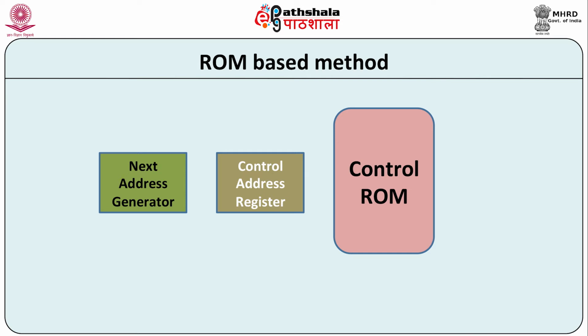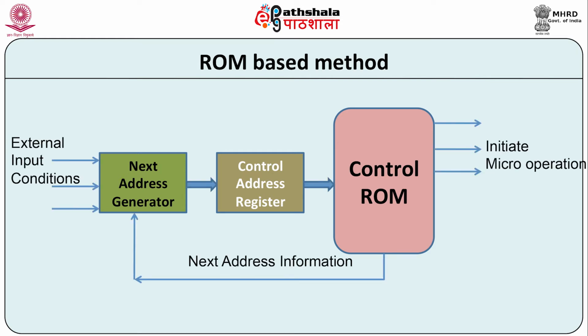The organization consists of three major sections: the next address decoder, control address register and control memory, which is usually a ROM. ROM basically contains all control information required for the controller. The control address register specifies the address of control word in the control memory. In this configuration, the ROM is treated as a combinational circuit capable of accepting address value as the input and generates control word as the output.